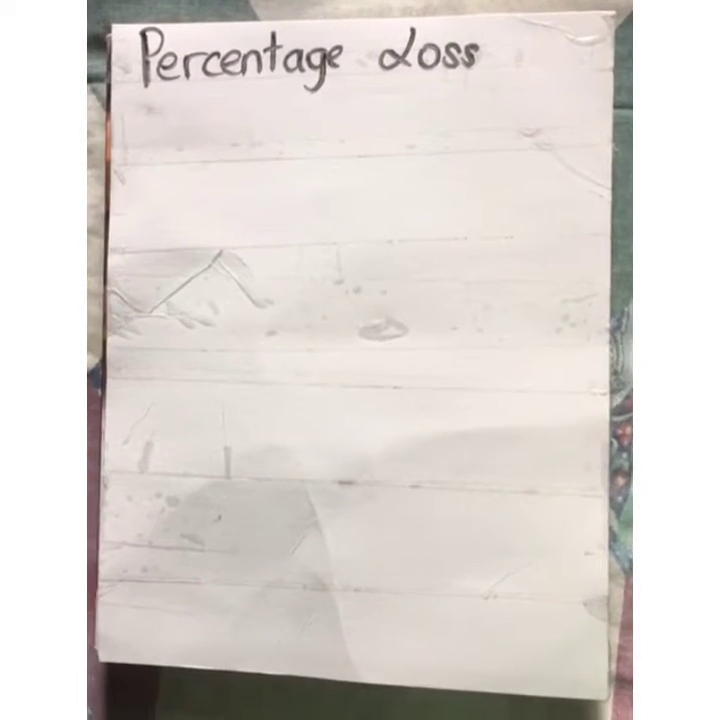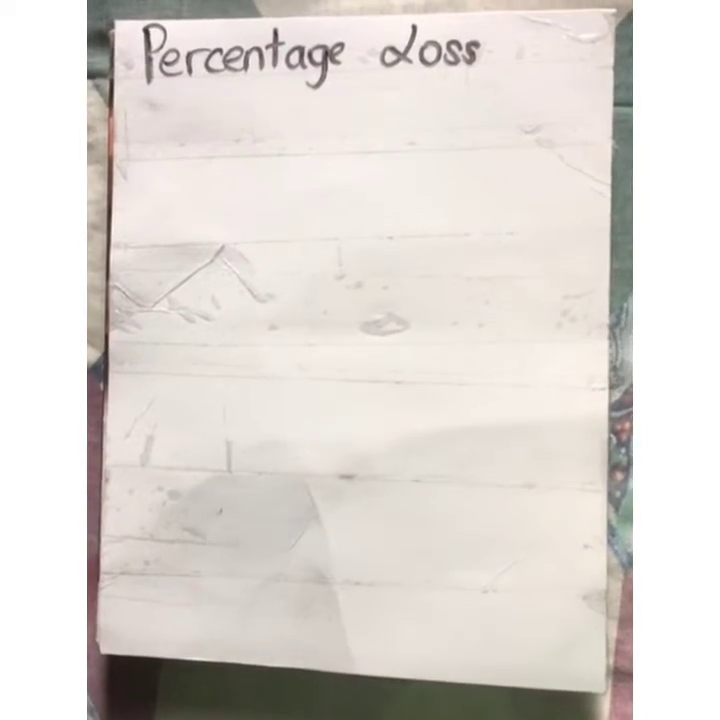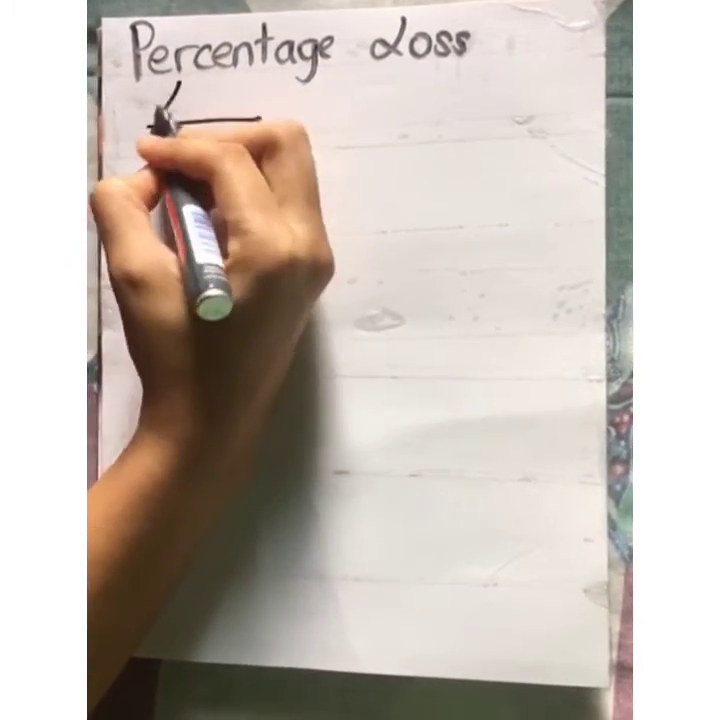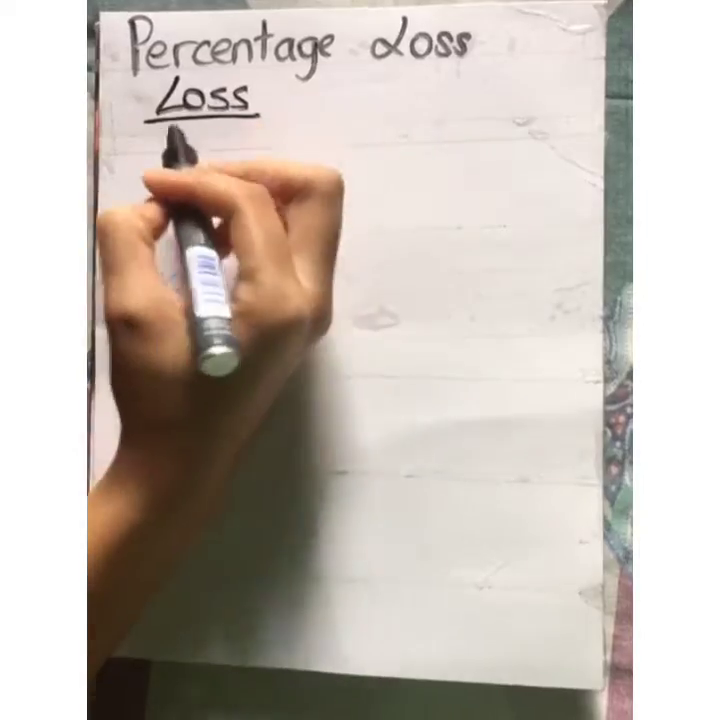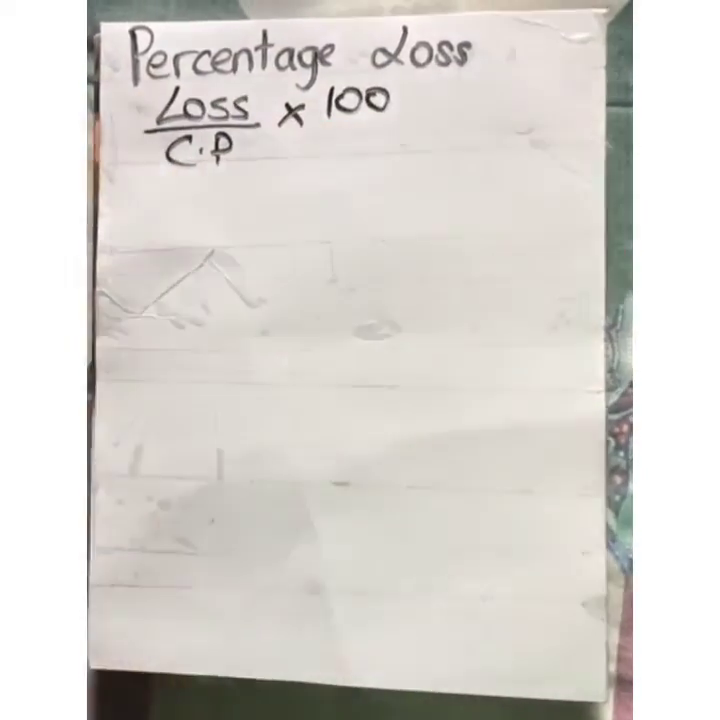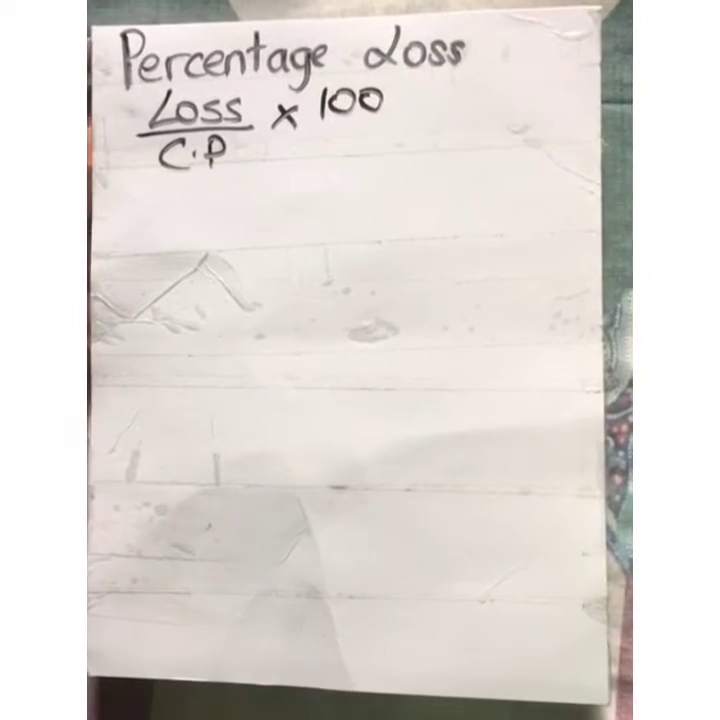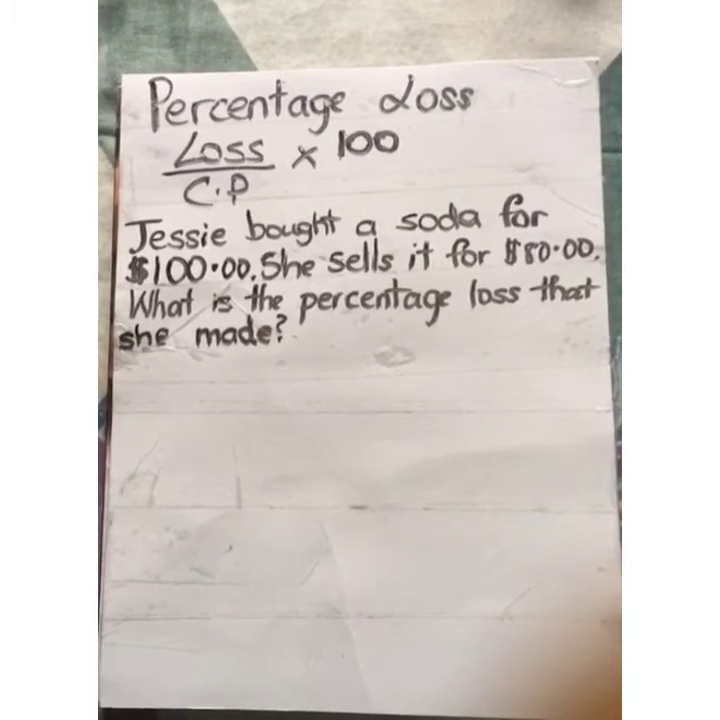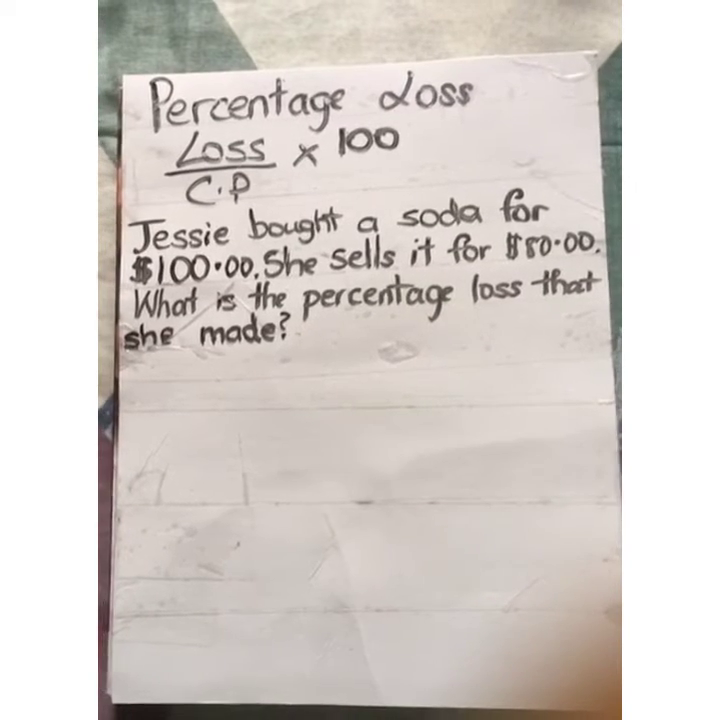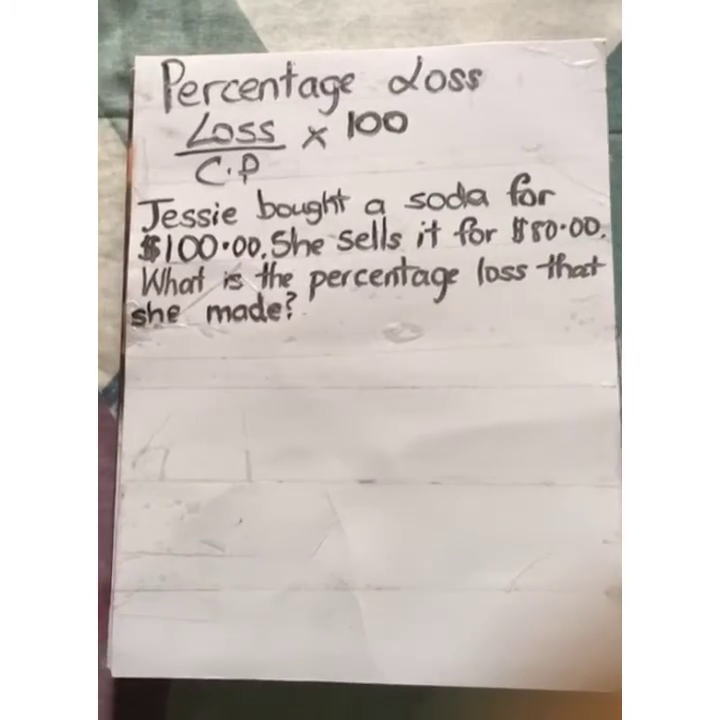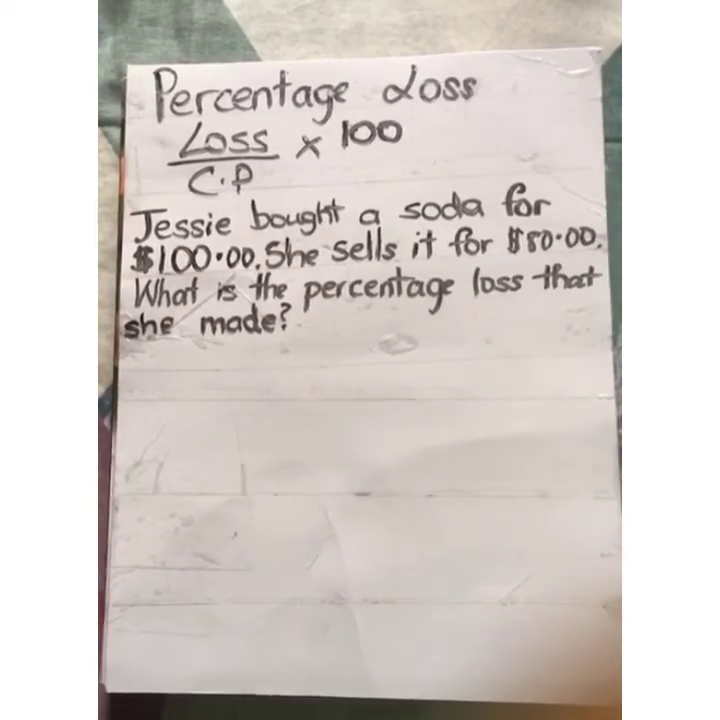Now we will be looking at percentage loss. To calculate the percentage loss, we will use the formula loss over cost price multiplied by 100. Let us work a question. Jessie bought a soda for $100. She sells it for $80. What is the percentage loss that she made?